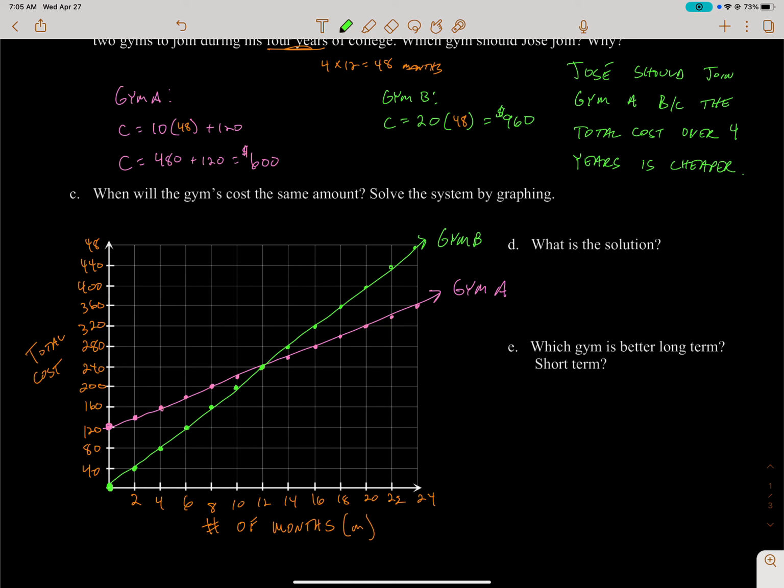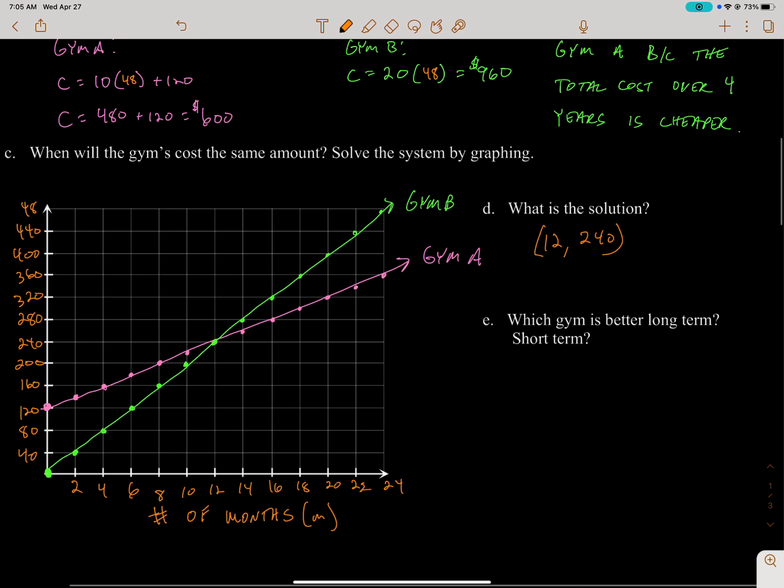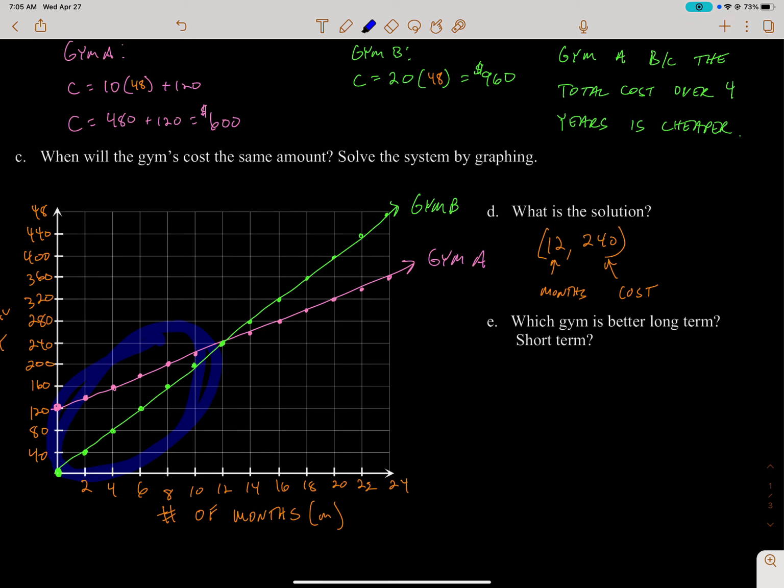That's the solution. So it says, what is the solution? The solution is (12, 240). So that means, remember, this is months, and this is cost. So at 12 months, they cost the same. So before that, we're looking in this area. Before that, Gym A is on top of Gym B. That means Gym A costs more in the beginning. Then they meet up and cost the same at 12 months. And then after 12 months, Gym B's cost is higher than Gym A because it's on top. So it takes over.